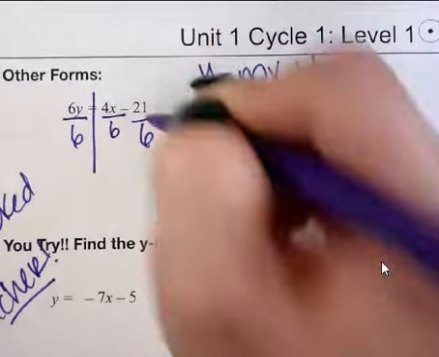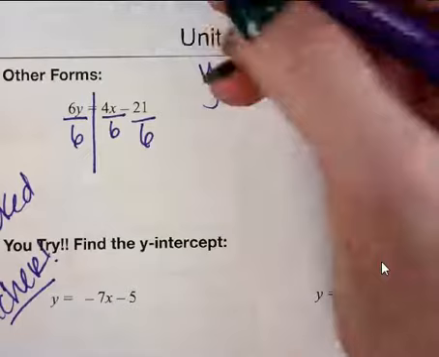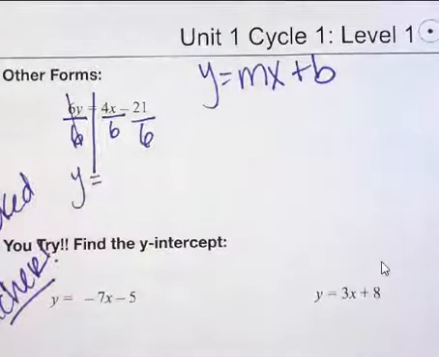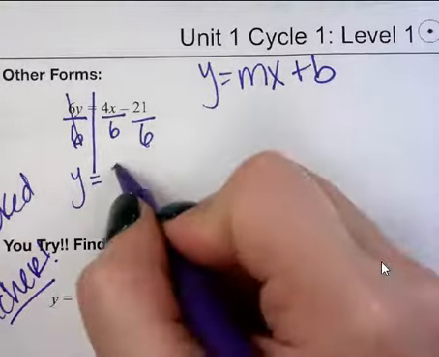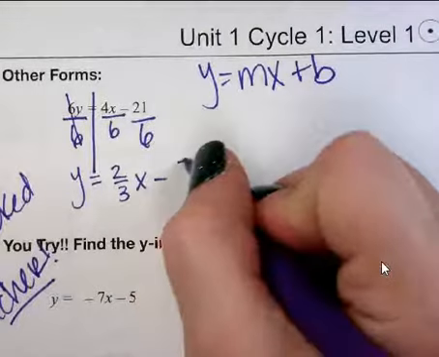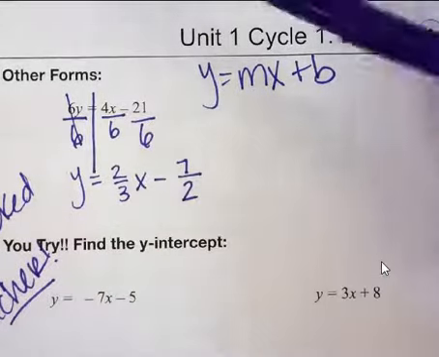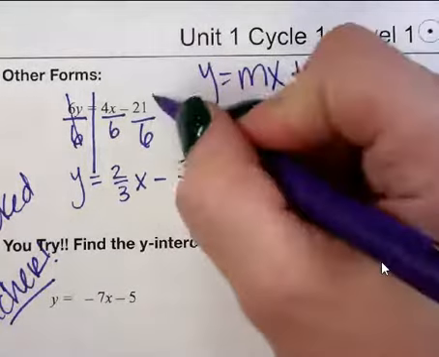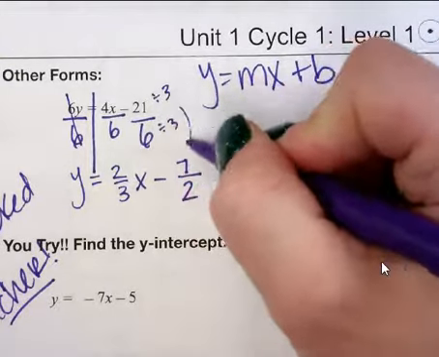Remember, what you do to one side, you have to do to the other side. 6 divided by 6 is 1. So we have 1y. 4 divided by 6 is not going to be a whole number, but it will reduce. It will reduce to 2/3. All right, and negative 21 over 6. Again, that's not going to give me a whole number, but it should reduce. I should be able to divide by 3. So I'm going to have 7 over 2, because 7 times 3 is 21, and 2 times 3 is 6. So on this one, I divided by 3 to reduce.